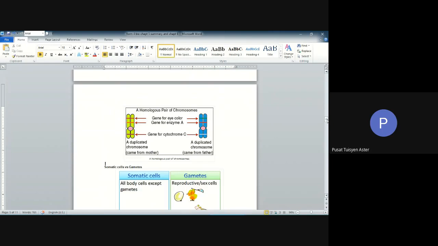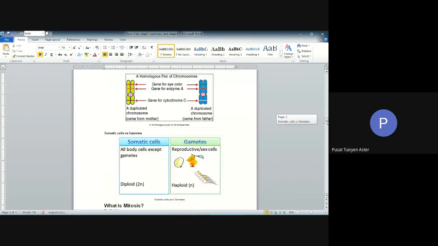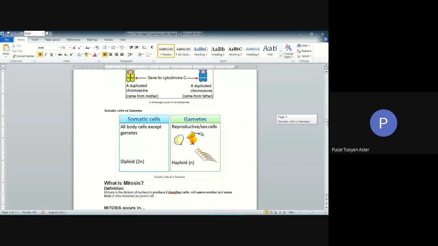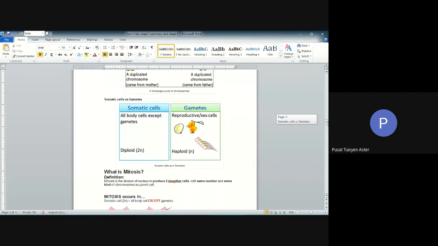Gene is a genetic material, consists of DNA, okay. Hope Form 4 remember, I told you guys about that 2-3 weeks ago. So, genes are being transferred, right? Via cell division, via meiosis, okay. Now you need to understand this difference between somatic versus gamete cells.